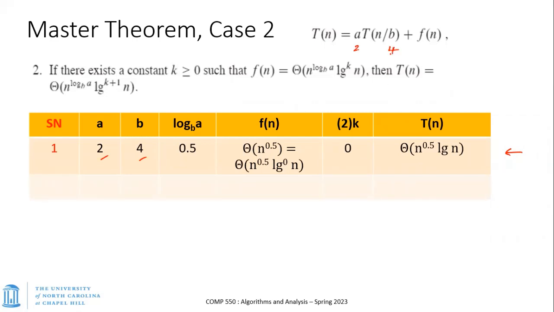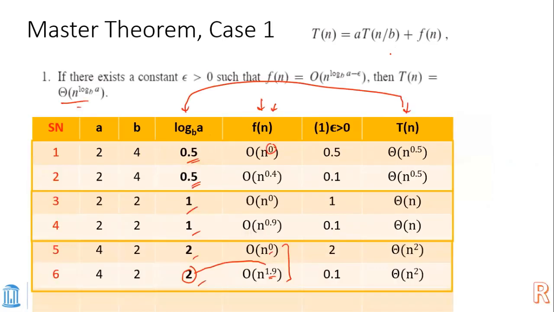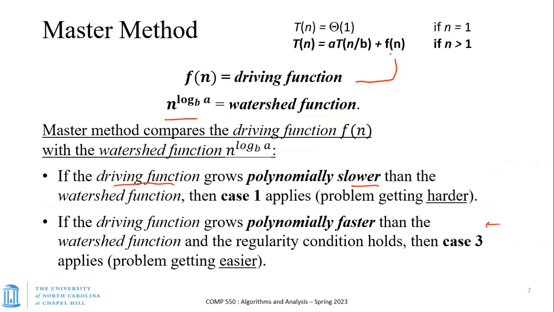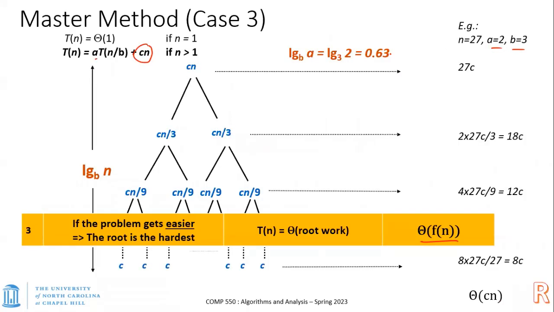Is the problem getting harder or easier? You're dividing it up into two parts, but each of those parts is actually 1/4 in size. So is the problem becoming harder or easier? It's becoming easier, right? So you would think that if we go back to our original point, if it's becoming easier, it should have been case 3.